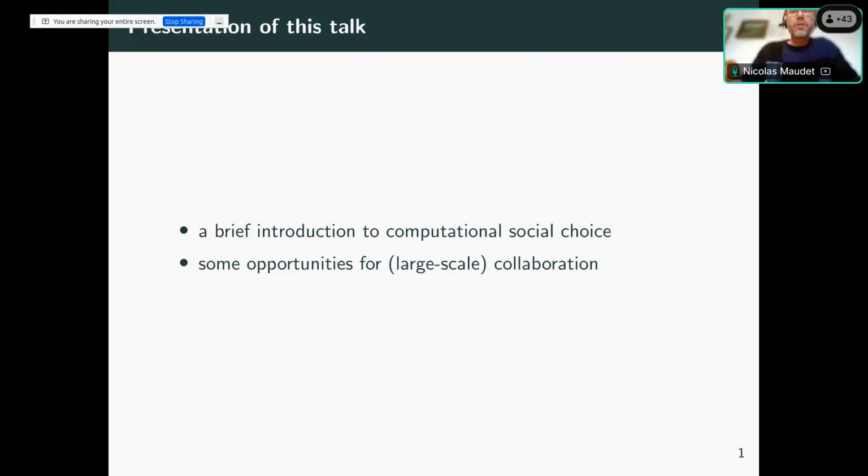So this will be very simply divided in two parts. In the first part, I will introduce the computational social choice area. It's been very active in recent years in AI. And there are, I believe, plenty of results which could be relevant for the Ensemble consortium. And then, as I said, the second part is going to be about some potential opportunities for collaboration. So I said large scale. I don't know if you would agree with that, but we can discuss that later on.